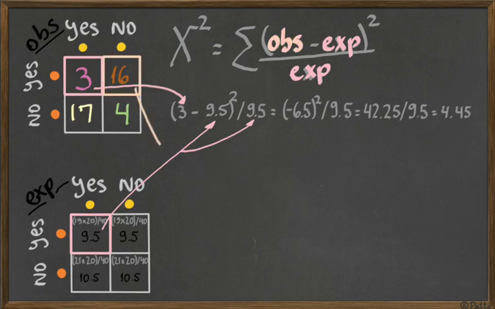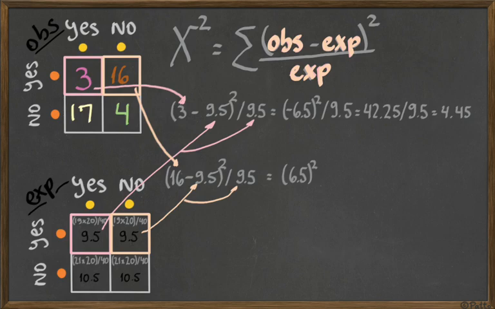So now I will do that with the 16. 16 minus 9.5 to the power of 2 divided by 9.5. So again, 6.5 to the power of 2 divided by 9.5 is going to be the same value, 4.45. Keep that number over there.